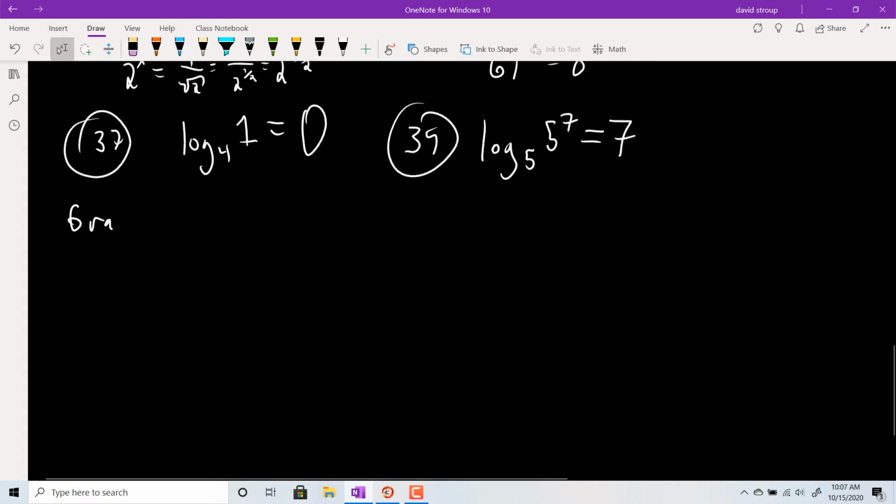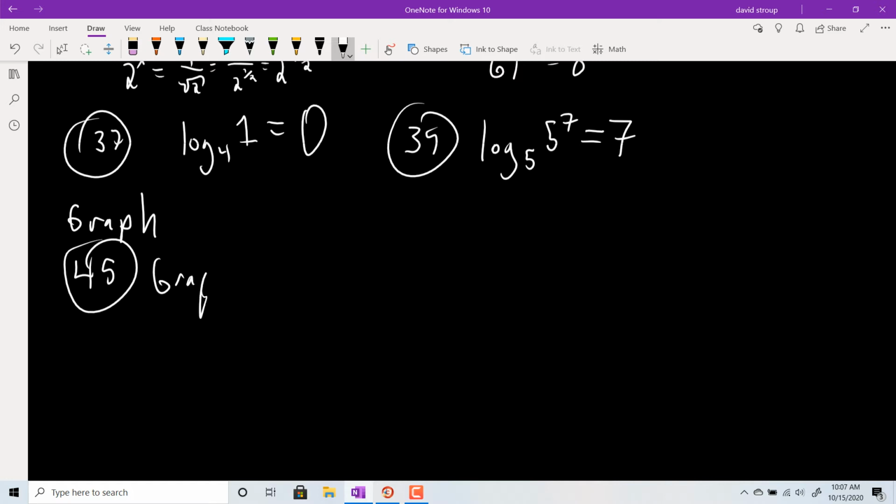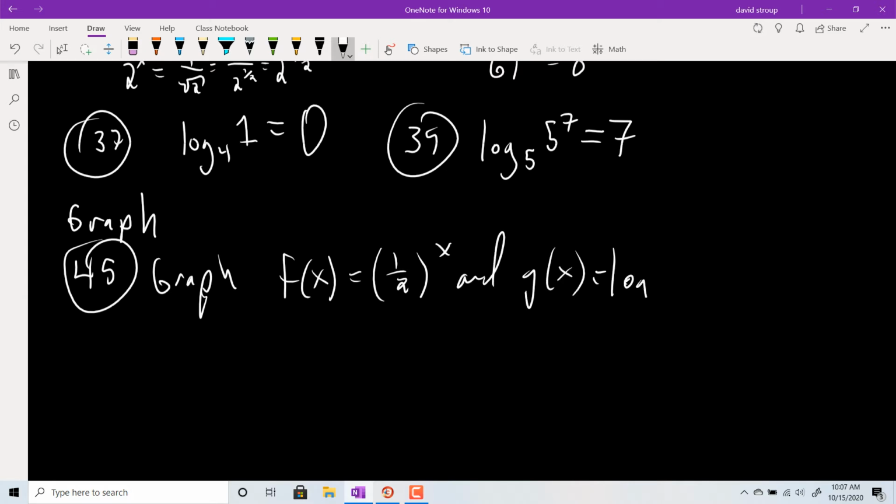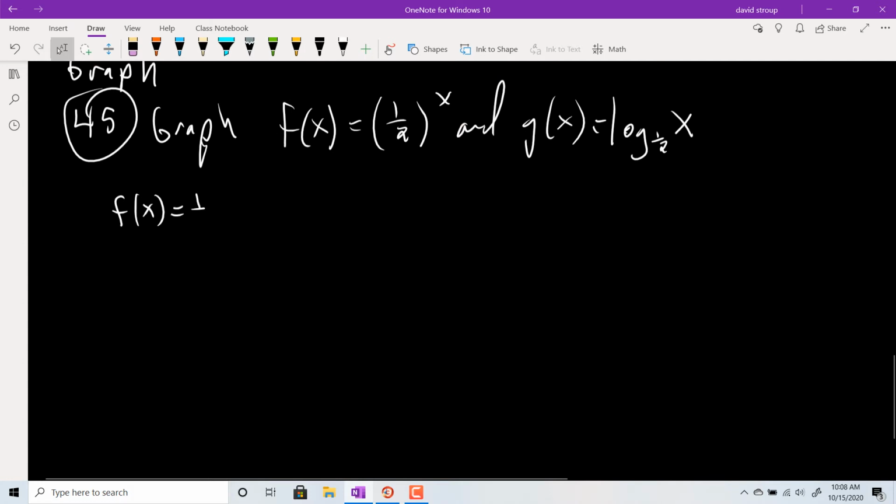You have to know how to graph these things. So to graph these things, you basically graph its inverse, and then go ahead and rotate it about the line y equals x, or you can just flip-flop the coordinates, right? So problem 45, we want to graph f of x equals 1/2 to the x power, and g of x equals log base 1/2 of x. Okay, so what I'll do is get tables. I like to do tables. So f of x equals 1/2 to the x, and I'm going to go x, y, and just plot -2, -1, 0, 1, 2.